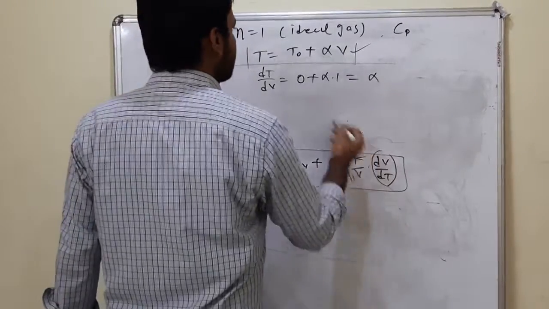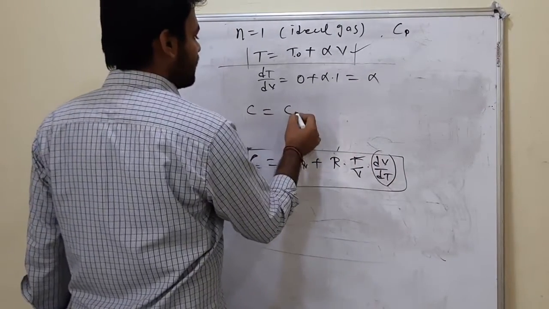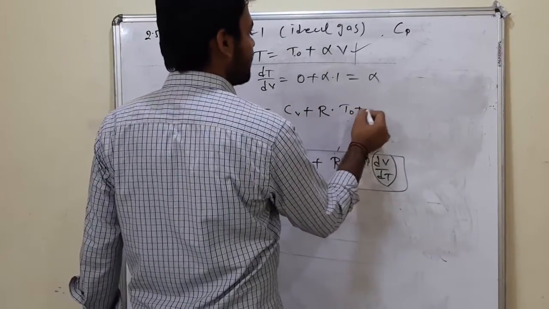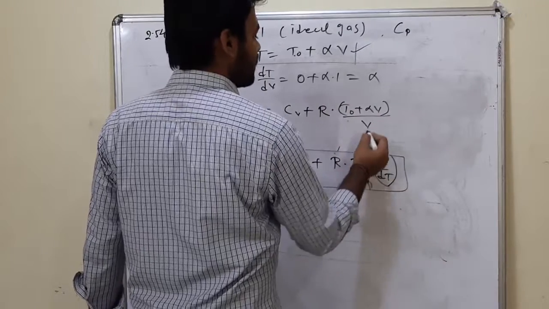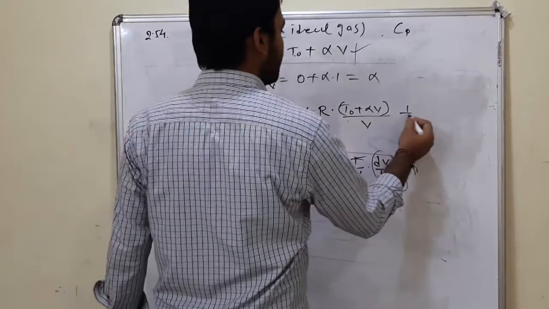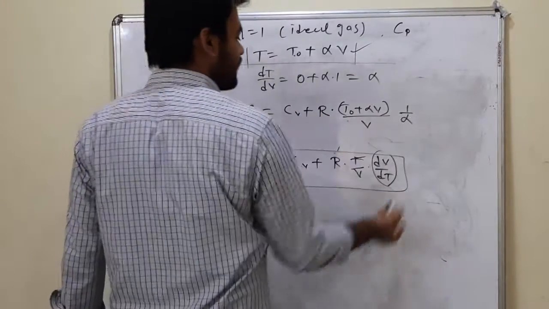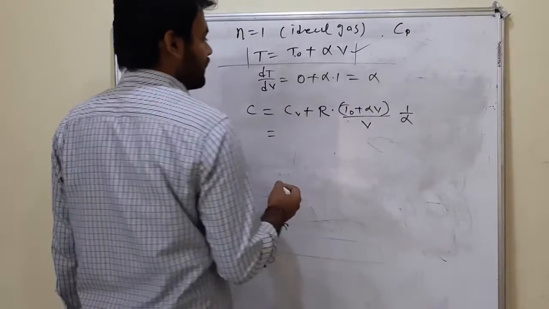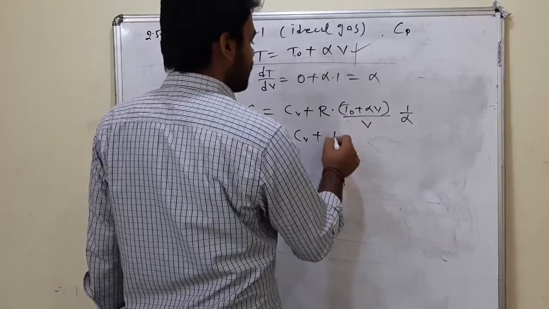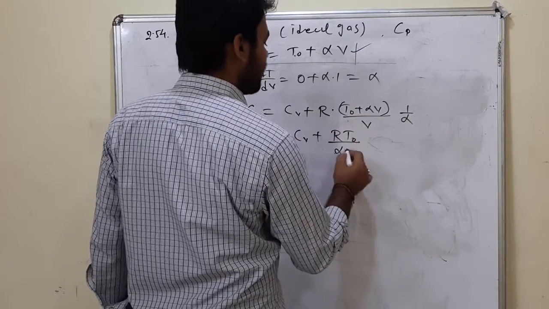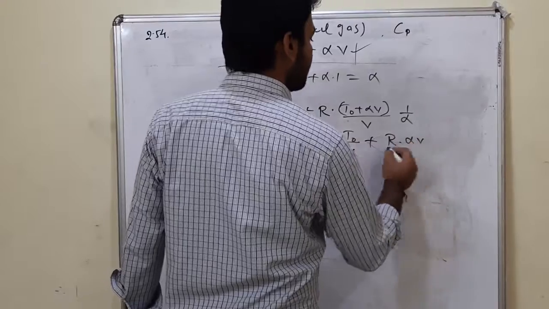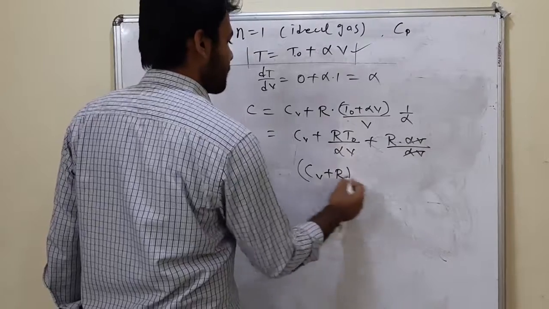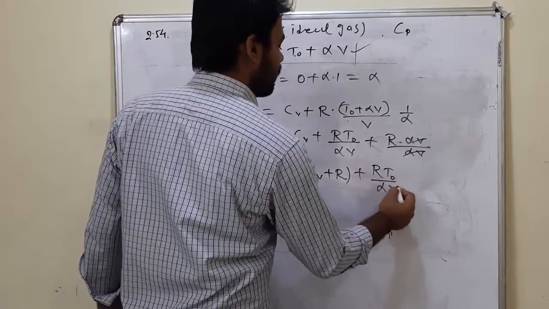Okay, and this T is equal to T naught plus alpha V. So value of C will be cv plus R into T, T value is T naught plus alpha V divided by V, and dV by dT. dV by dT value is 1 by alpha because it is dT by dV, not dV by dT. Okay, so it will be cv plus RT naught divided by alpha V plus R into alpha V divided by alpha V, so alpha V cancels, and it is cv plus R plus RT naught divided by alpha V.